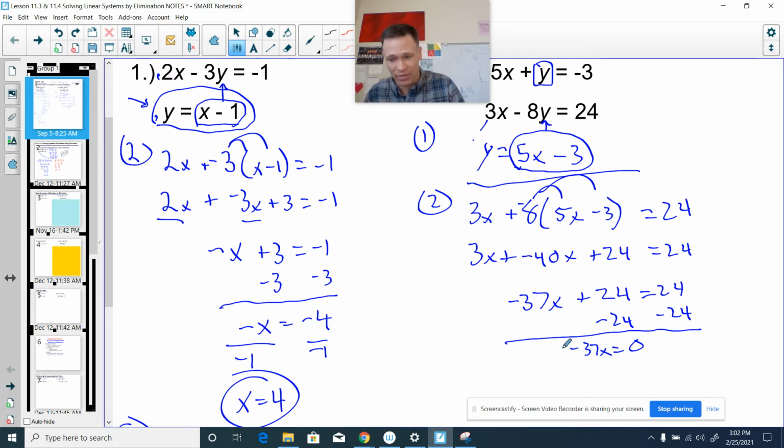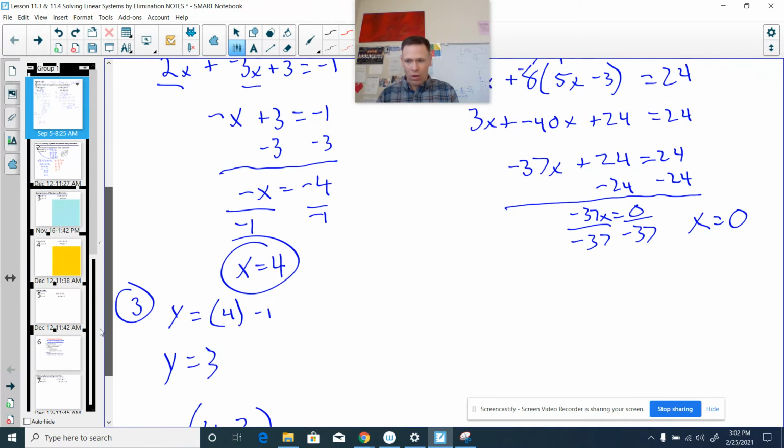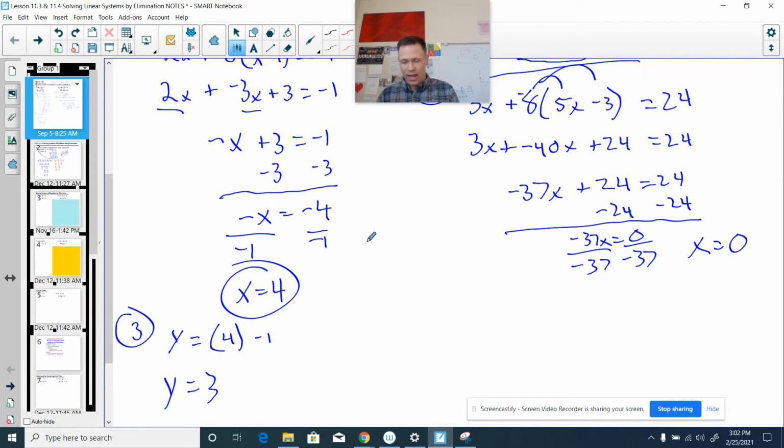And again, if I divide by negative 37, which I'll do, I get x equals 0 anyways in the numerator. So that's all the stuff I have to do to find x in step 2. I'll use my value of x for step 3.